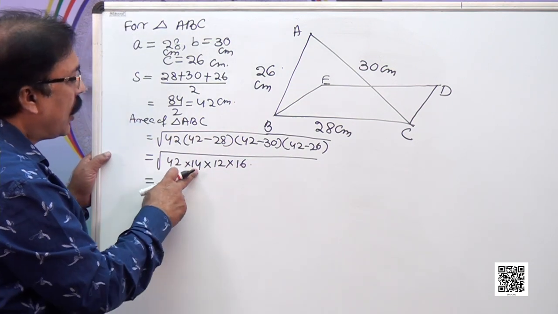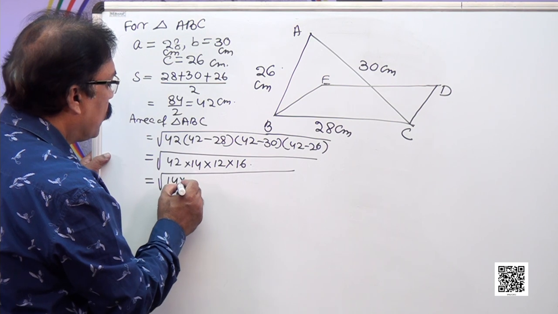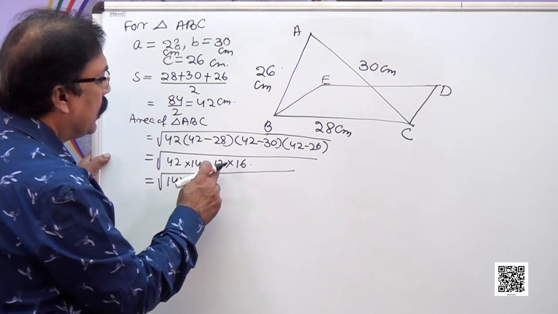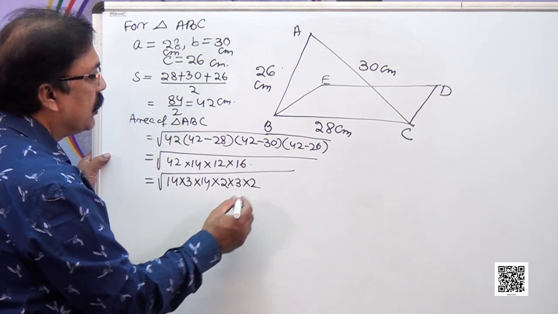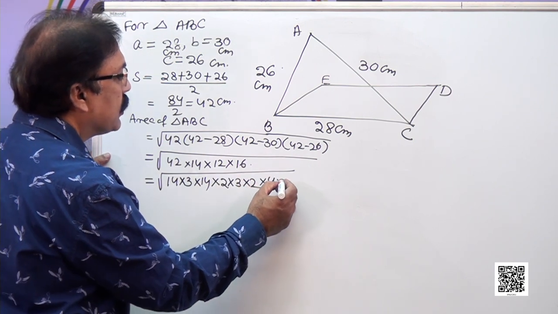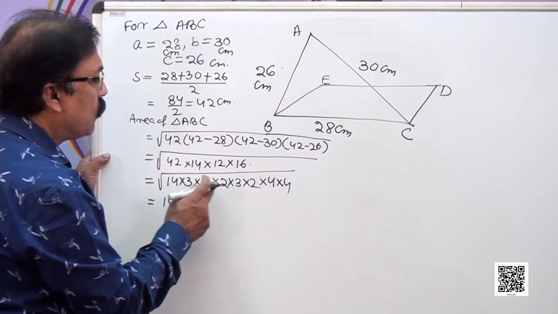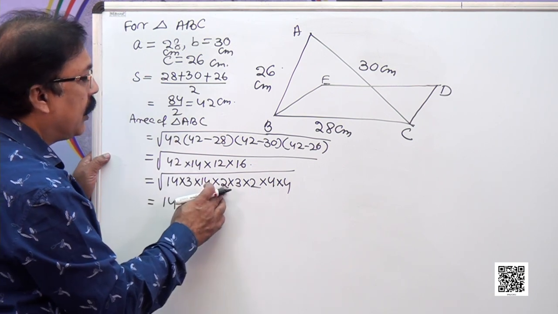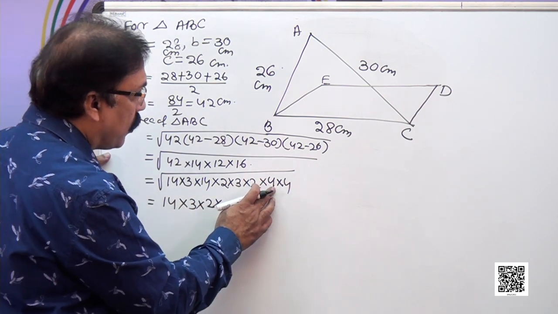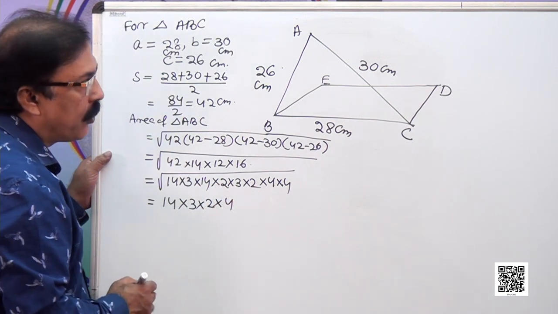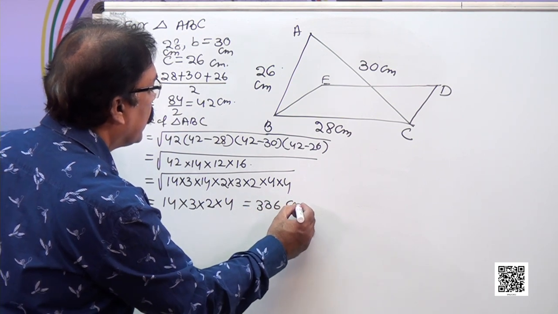Now you see, here one 14 is there, so we can write this 42 as 14 and 3. So 14 into 3 into 14, and this 12 can be written as 2 into 3 into 2, and this 16 can be written as 4 into 4. So we have 2 14s, so take 14, and 2 3s, so take 1 3, and we have 2 2s, so take 1 2, and we have 2 4s, so take 1 4. And product of this is equal to 336 centimeter square.